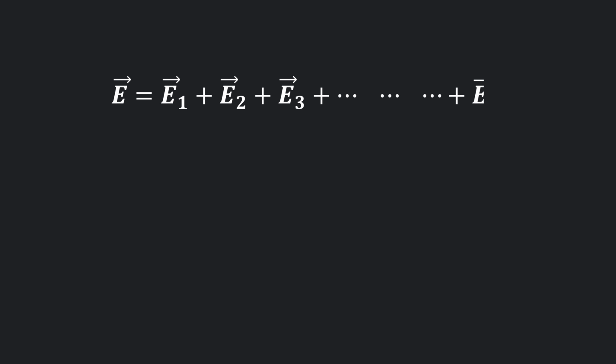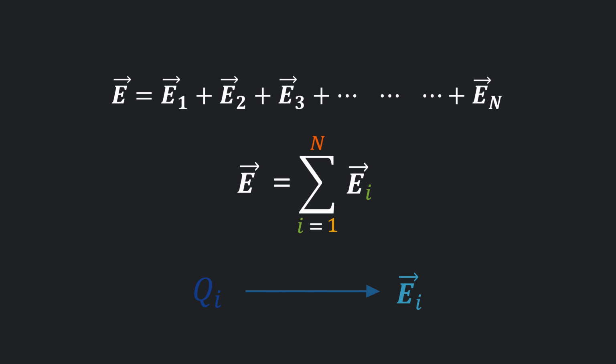Imagine we have a whole bunch of point charges, n of them to be exact. Now, if we want to know the electric field at a specific point P, we need to apply the superposition principle repeatedly. That is, the net field at P equals E1 plus E2 plus E3 and so on. Or in a more compact form, E equals the summation of Ei, where i varies from 1 to n. Here Ei is the field generated by the charge Qi when all other charges are removed.